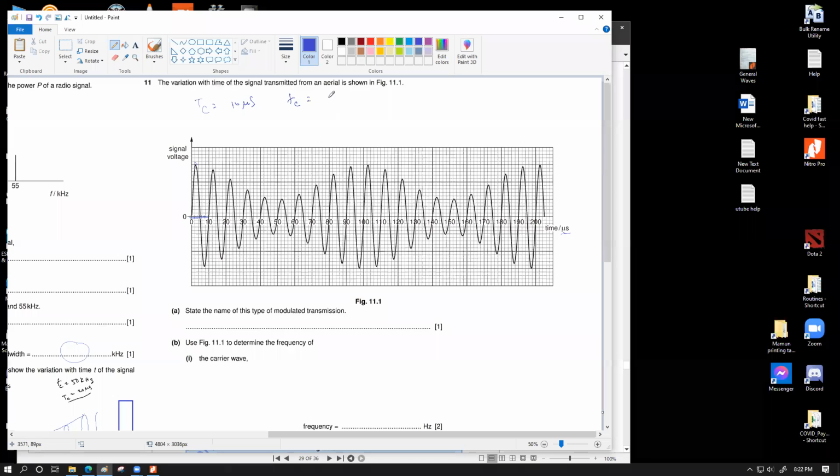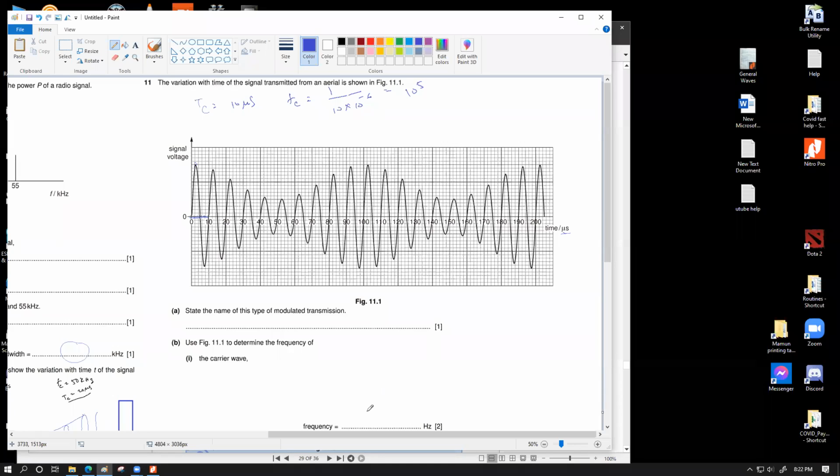Frequency of the carrier, how much will it be? 1 over 10 into 10 to the power minus 6. Convert this into hertz and see what you get. You get 10 to the power 5 hertz. That's 100 kilohertz, or 10 to the power 5. Yes, so this gives you 10 to the power 5.